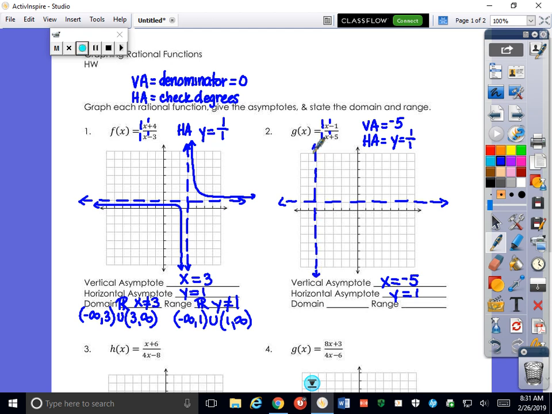And then again, I'm going to mimic the mother function, or the parent function, and it's going to be in the top right and the bottom left quadrants. So my domain is going to be the reals where x cannot equal negative 5, and my range is going to be the reals where y cannot equal 1.